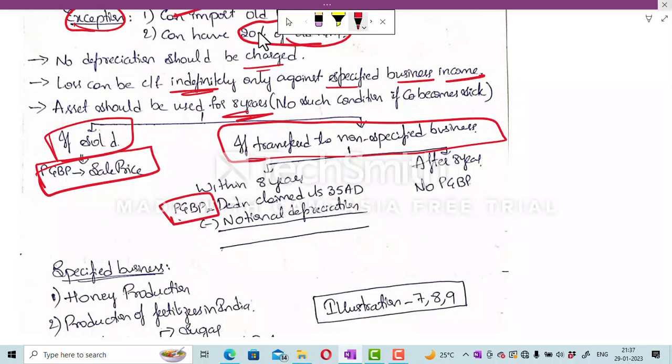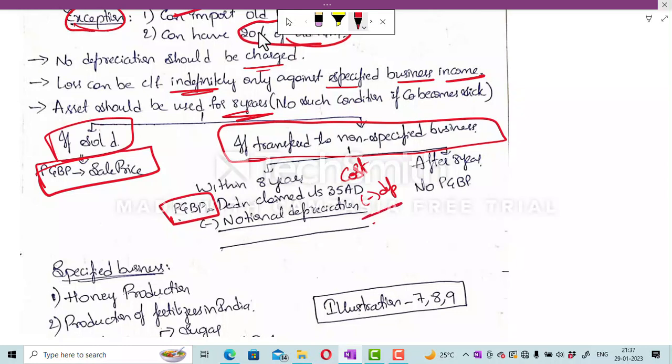We should charge some income to PGBP. What income? Deduction already claimed, means it is a cost. No, that only we will claim as deduction, minus depreciation till date. See, if we have not taken that 100% deduction of that asset, we must have charged some depreciation. Calculate that entire depreciation now only.